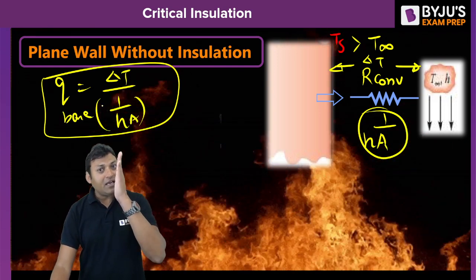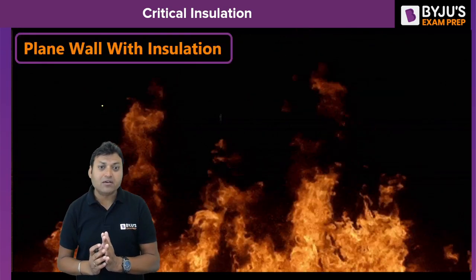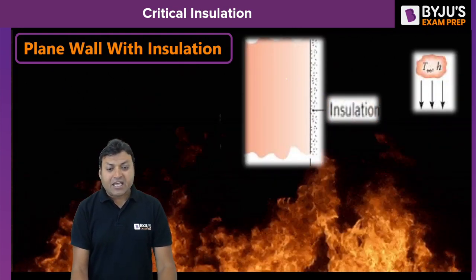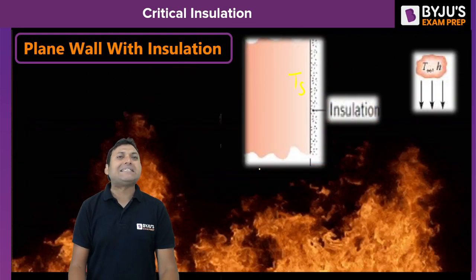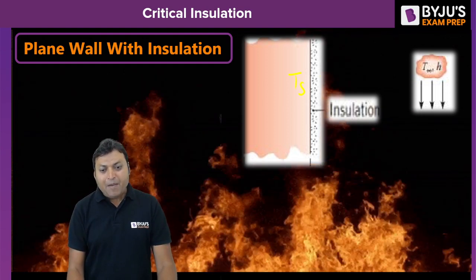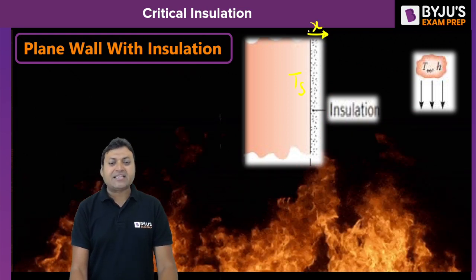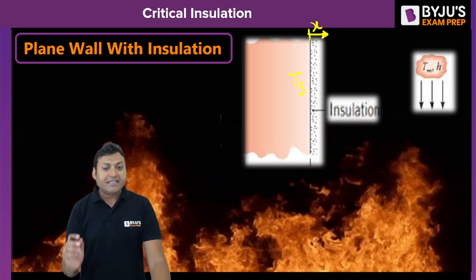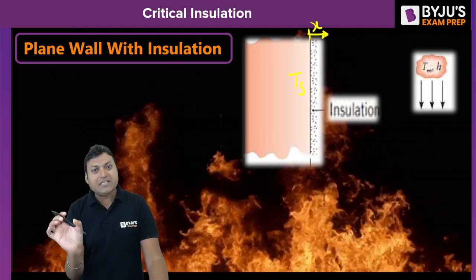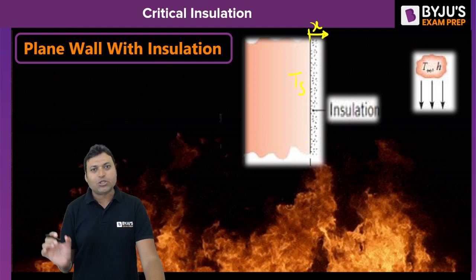Now, if we insulate the surface of the plain wall with some insulating material, then what will happen? The surface temperature of the bare wall is still Ts, the fluid temperature is still T infinity, and Ts is more than T infinity. But because of the insulation, there will be conduction. The thickness of insulation is, let us say, X. There will be conduction first from the bare wall to the insulating material, and then the same heat will be transferred to the fluid through convection.